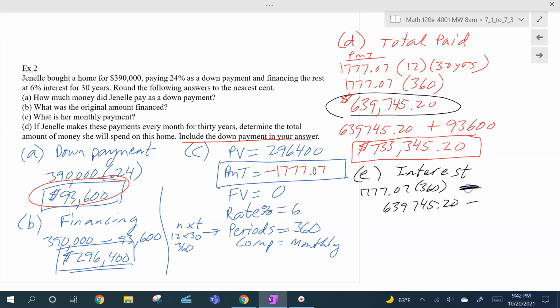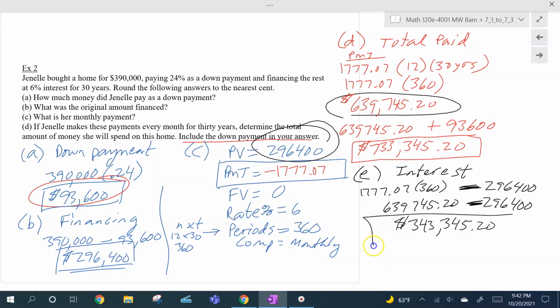But I got to subtract what she financed. What did she finance it for? Well, her loan was 296,400. So if you subtract those two, the bank made 343,345.20 off of Janelle, right? That's how much the bank makes on that 30-year loan.